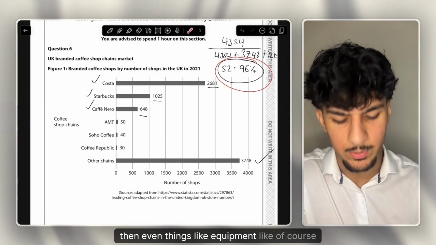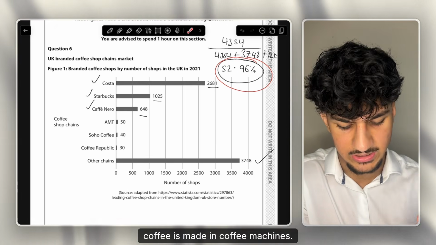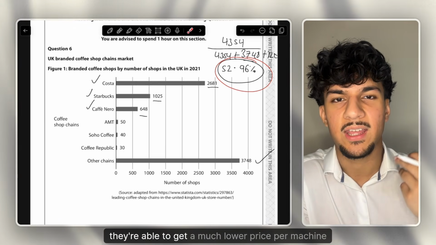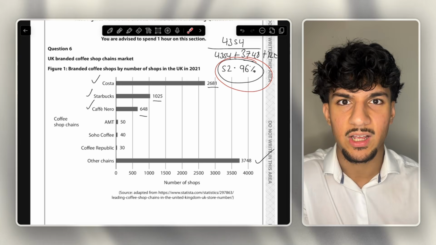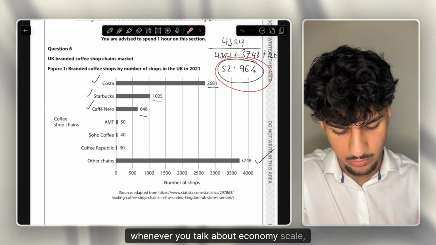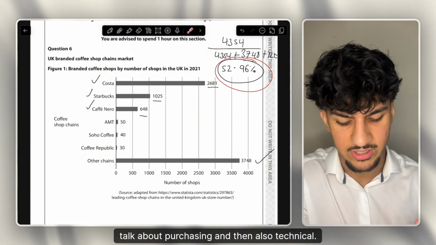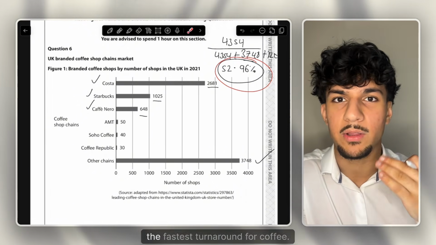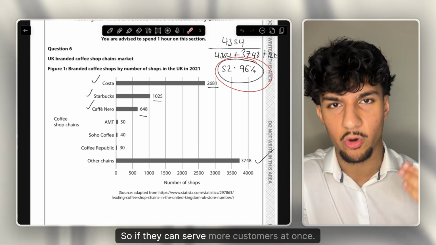And then even things like equipment, like of course coffee is made in coffee machines. For the 3 large incumbent firms, they're able to get a much lower price per machine as they have, again, purchasing economies of scale. And then I always suggest students, whenever you talk about economies of scale, talk about purchasing and then also technical. So with technical, they can invest maybe in the best coffee machines, the fastest turnaround for coffee, so they can serve more customers at once.